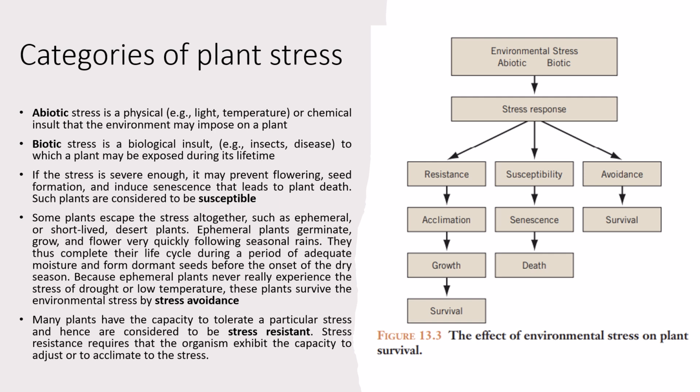There are two main types of stress, the abiotic and the biotic. Abiotic stress comes from non-living things, such as light, temperature, water, or chemical exposure. Meanwhile, biotic stress comes from living organisms, like insects, pathogens, or even competition with other plants. If the stress is too much, the plant may stop flowering, won't produce seeds, and might even die early. This is what we call susceptible plants.